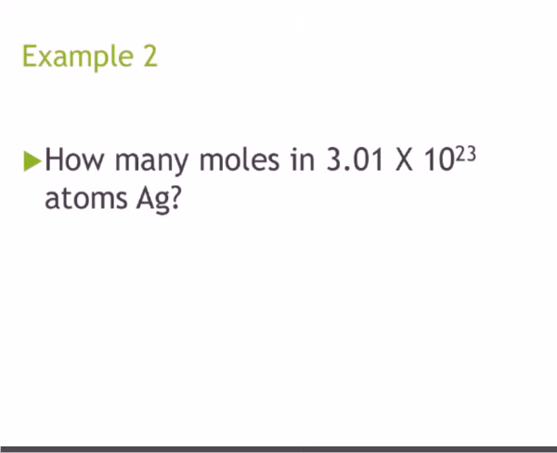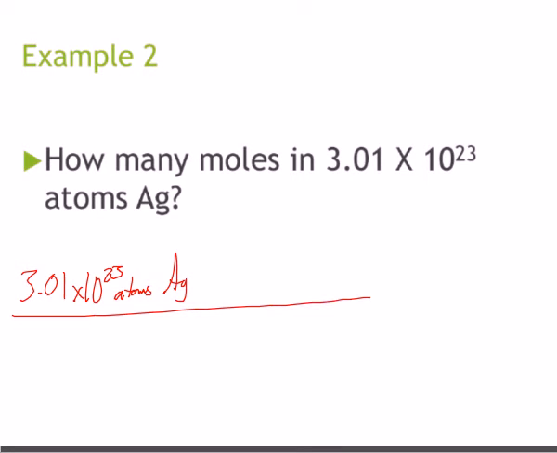All right, here we go. Example number 2. It says, how many moles are in 3.01 times 10 to the 23rd atoms of silver? What's my first step? Same first step with every problem. Write your given. 3.01 times 10 to the 23rd atoms of silver. Don't get hung up on atoms. It's just letting us know, hey, we only have one substance. We don't have a compound. It's just a single element.